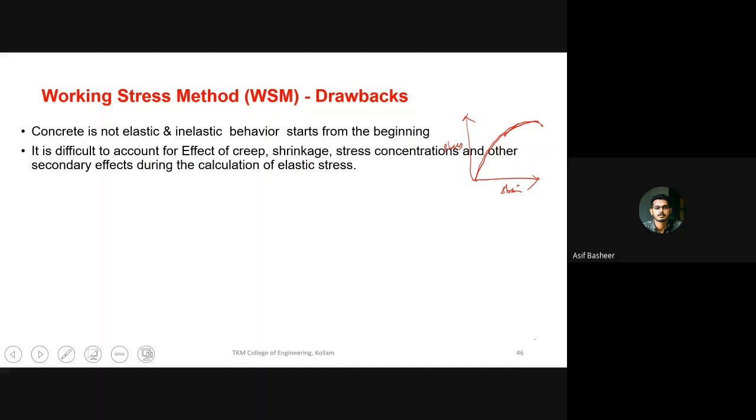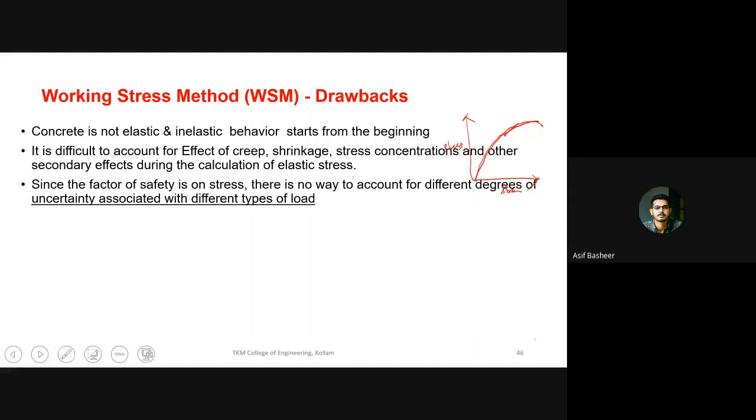The next one: it is difficult to account for the effect of creep, shrinkage, stress concentration, and other secondary effects during the calculation of elastic stresses. That is, creep, shrinkage, and all those things come into action some time after construction. It is a long-term process. So that was not taken into account during the design using the working stress method. Those things were not considered in the design using WSM, and this will be taken care of when we are designing using the limit state method.